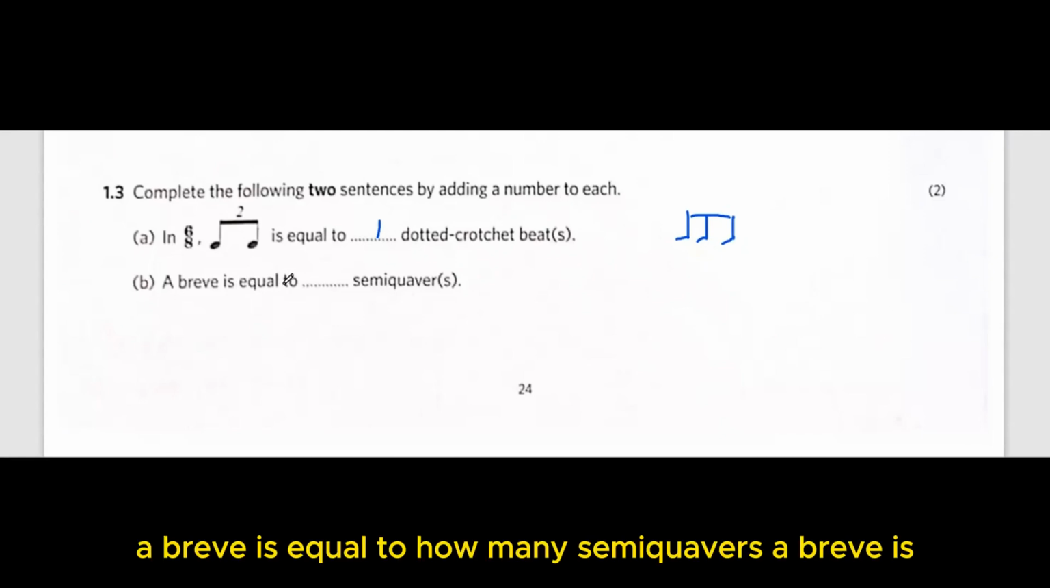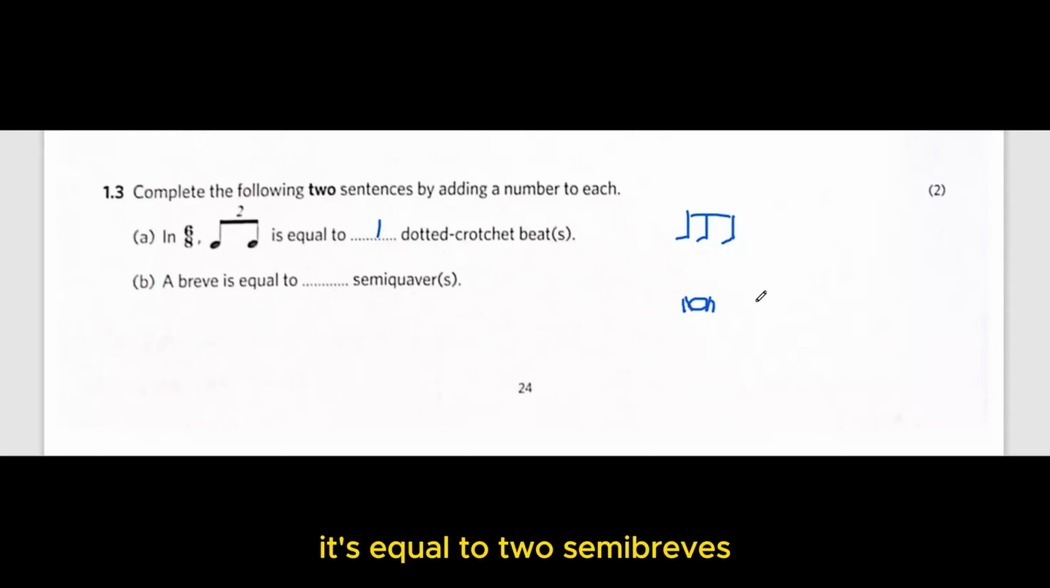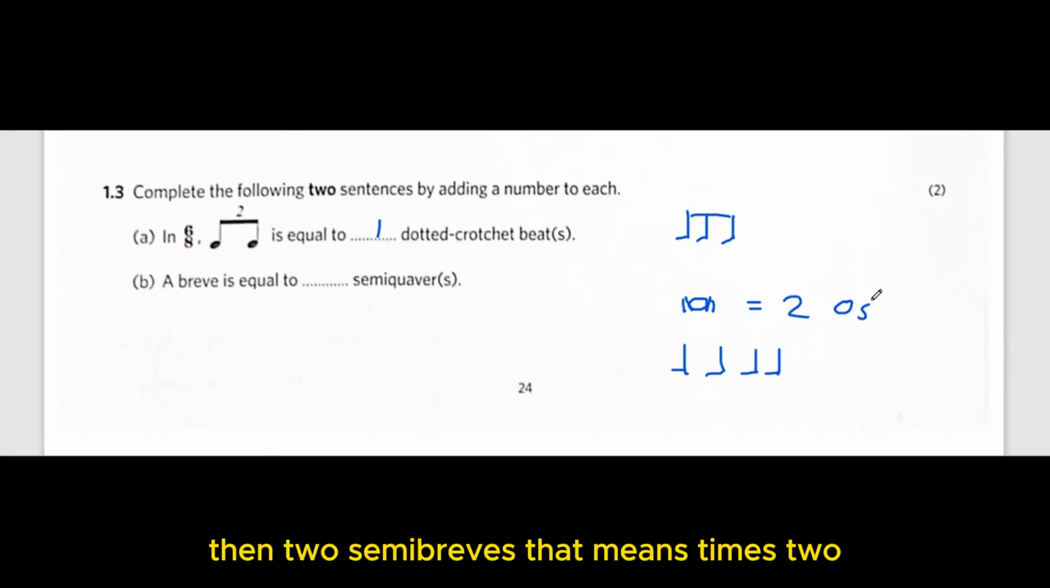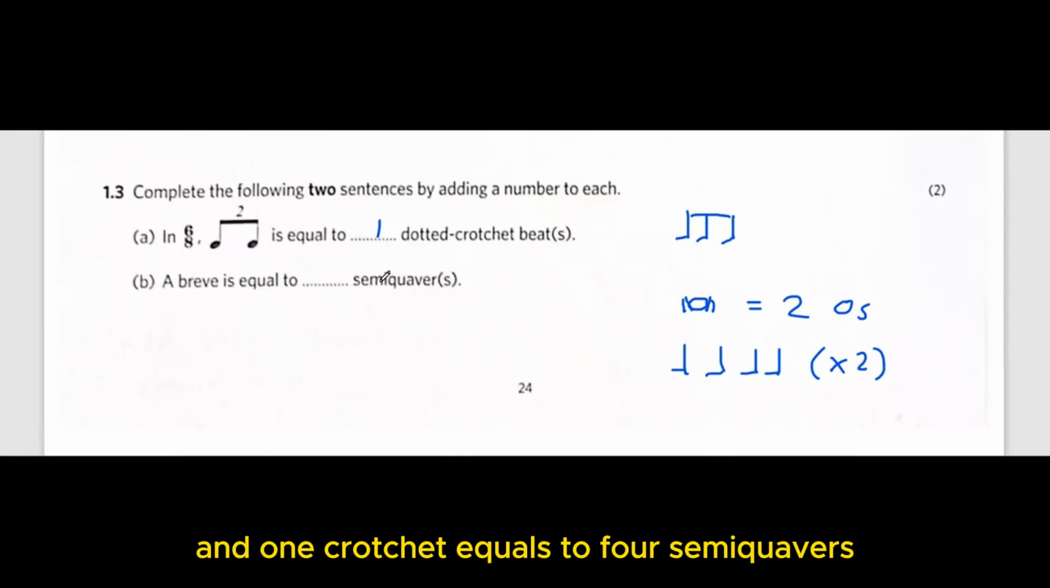A breve is equal to how many semiquavers? A breve is like this. It's equal to 2 semibreves. 1 semibreve equals to 4 crotchets. Then 2 semibreves, that means times 2. And 1 crotchet equals to 4 semiquavers.